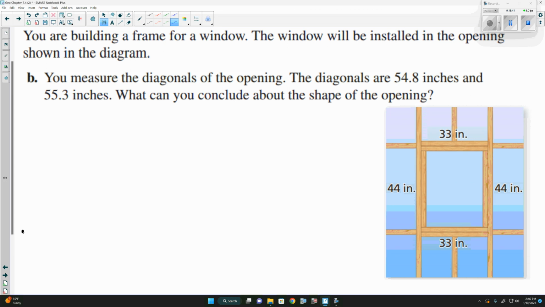It's not a rectangle, because our last theorem that we had was what? The diagonals of a rectangle are? So since the diagonals are not congruent, we can say this here is not a rectangle.